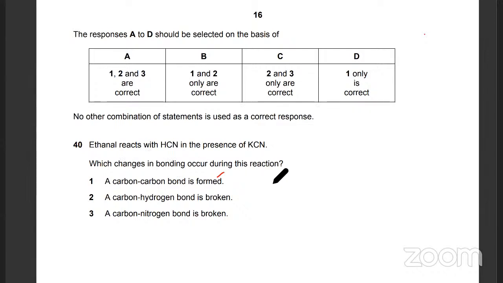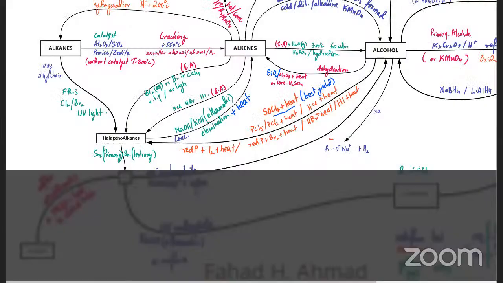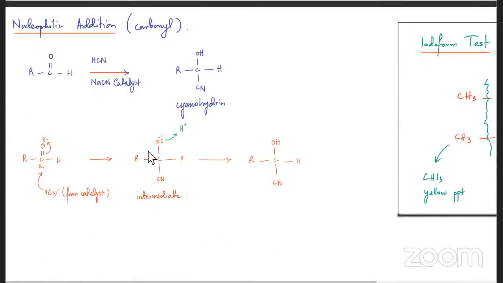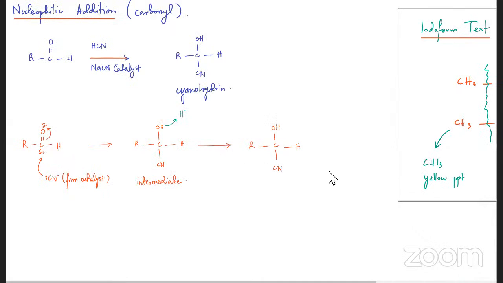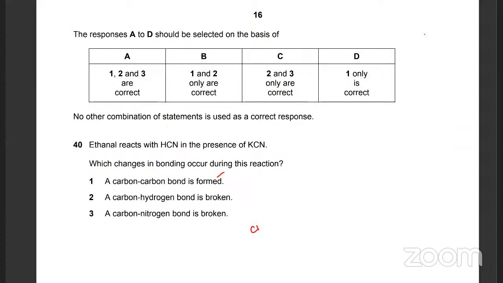So this one is nucleophilic addition, right? It's ethanal. This is what's happening. This is the whole mechanism. I'm going to redraw this for ethanal, which is CH3, C double bond O, carbon being positive, CN minus. That's the nucleophile coming from the catalyst. It attacks this positive carbon atom, and the electrons get repelled.